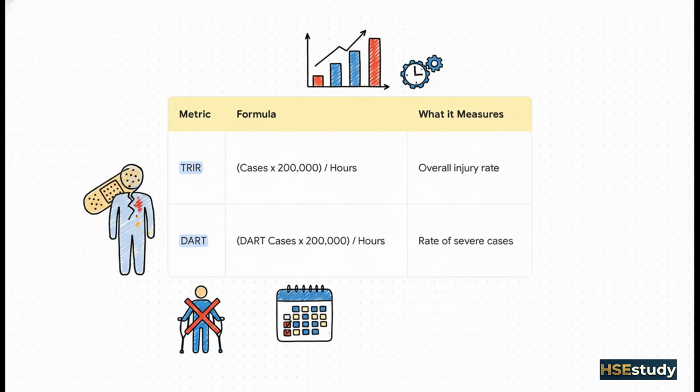The total recordable incident rate, or TIIR, is kind of like your overall safety grade. It measures your total injury and illness rate. Then you have the DART rate, which stands for days away, restricted, or transferred. This one is similar, but it zooms in on the more severe cases, the ones that actually cause someone to miss work or be put on light duty. It tells you the rate of incidents that are serious enough to keep people from doing their normal jobs.